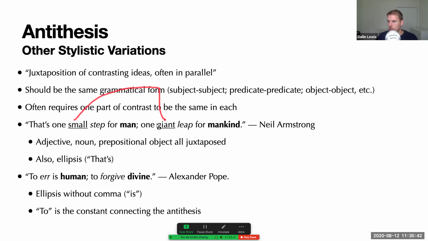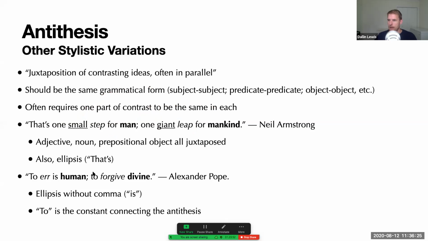Notice how small and giant are both adjectives before the nouns that they are modifying, step and leap. And notice how both of these are in contrast. So small and giant, step and leap are kind of opposing each other. But man and mankind, a little bit more similar. So the juxtaposition really happens here, small step and giant leap. And man and mankind related, but that's how you create the effect of one man to all of humanity. I guess that really is a contrast, one individual versus every person on earth. So that is a pretty strong contrast.